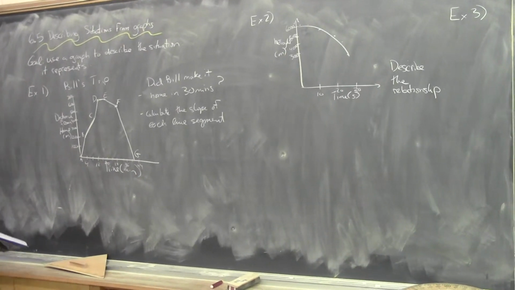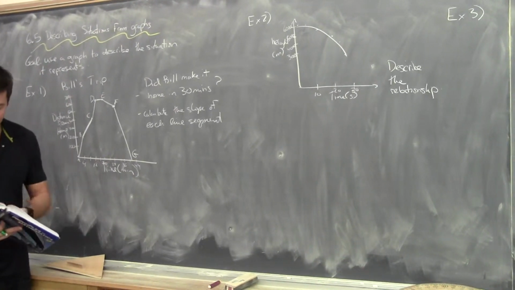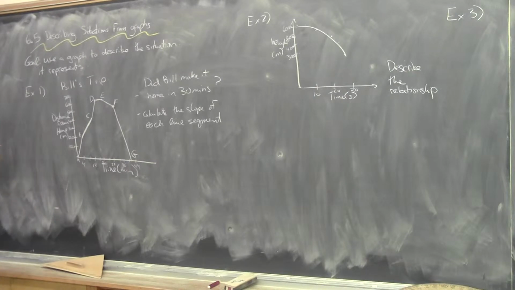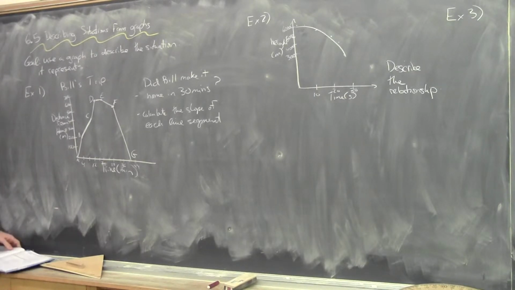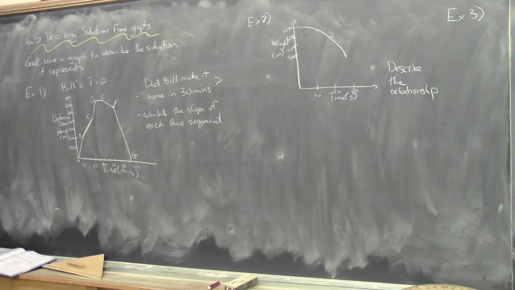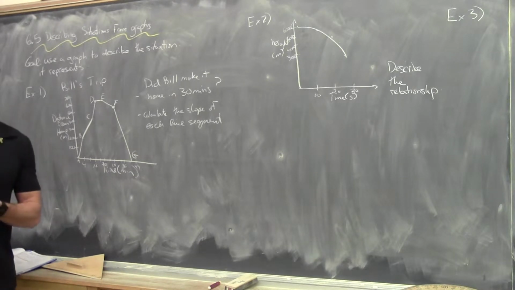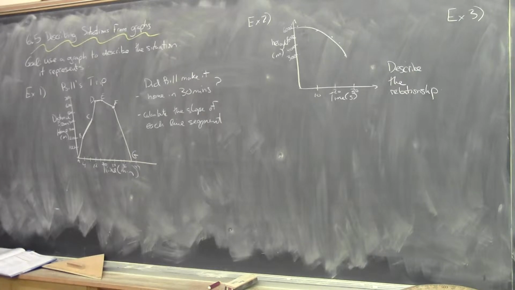Alright, this is 6.5, page 363 in your textbook. We're describing situations from graphs. So it's similar to the last example, just going into a little bit more detail with the actual problem and the variations of different graphs we can get. The first one we look at is Bill's trip.